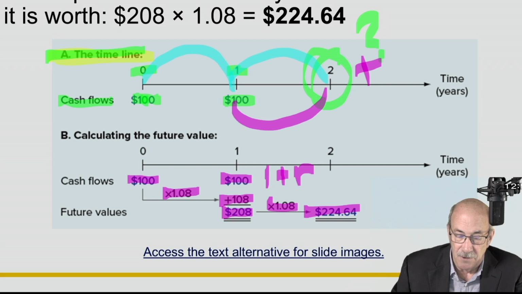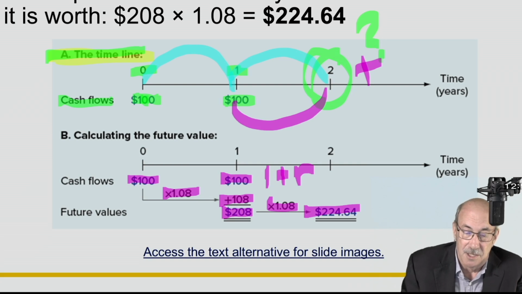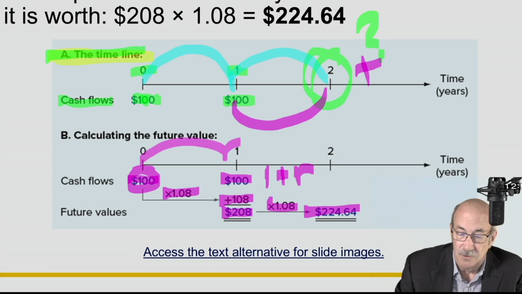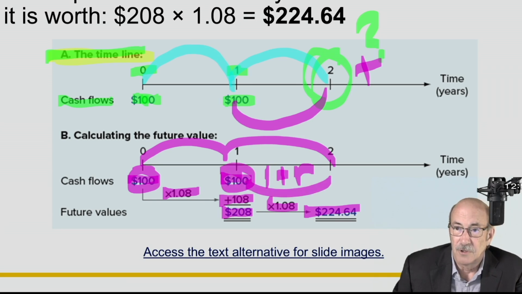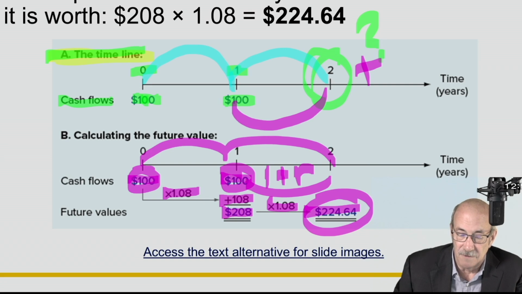Now, if you click here, the slide shows an alternative method. So that alternative method is we're going to take this $100 right here, and we're going to move it 2 years out and record that value. Then we're going to take the next $100 right here. We're going to move it 1 year out, and we're going to record that value, and then we're going to add the two together. We're still going to end up with $224.64. Let's just take a quick peek at that.